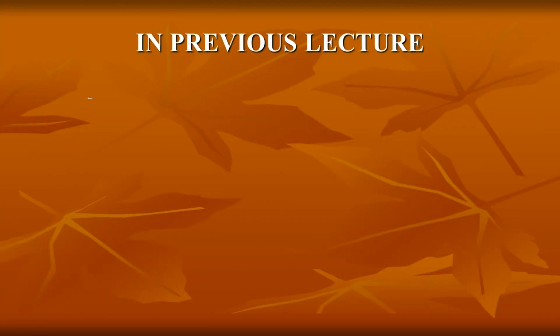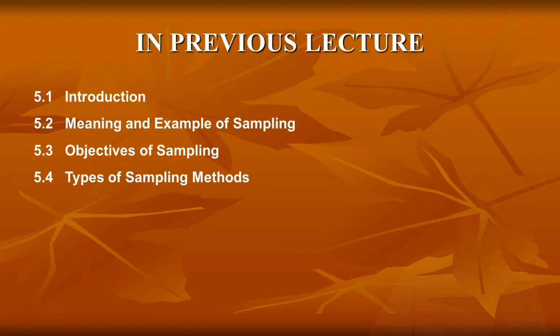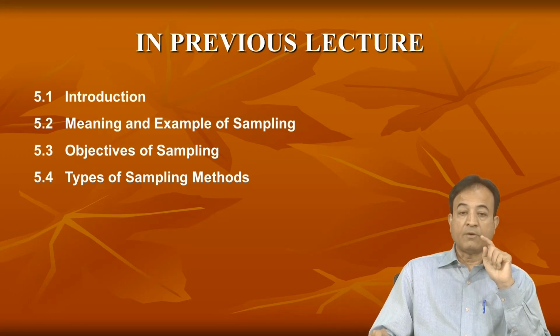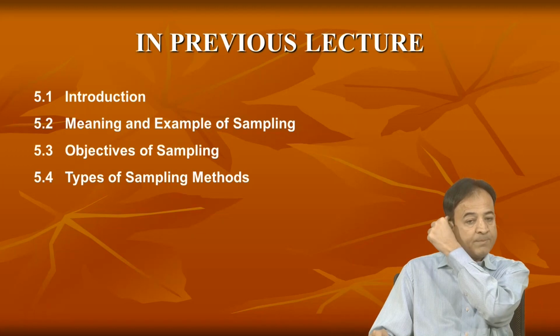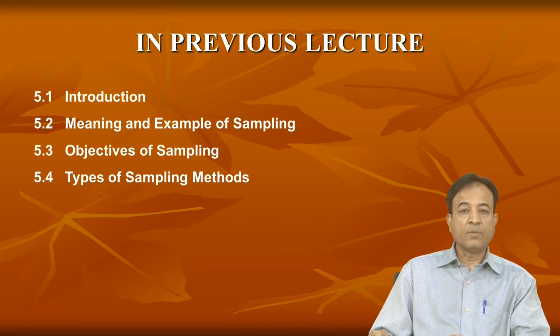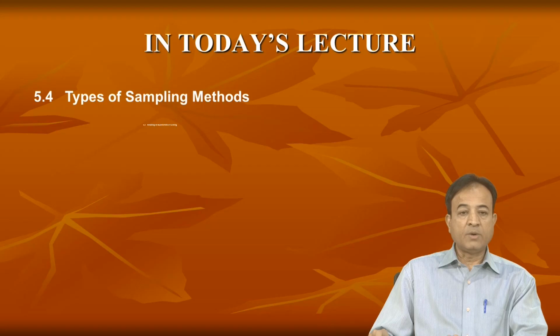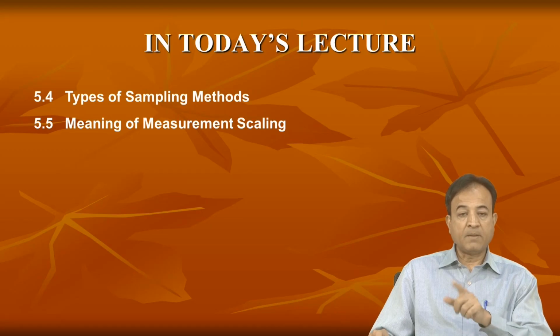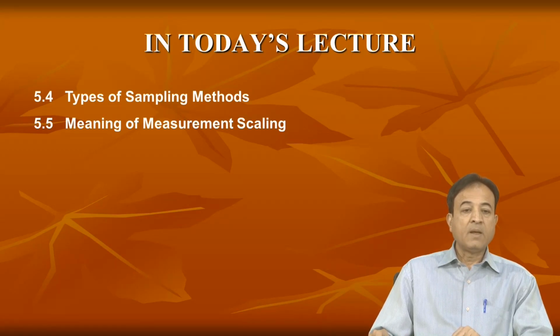Okay, in previous lecture we could complete introduction part, then meaning and example of sampling we understood, then objective of sampling, then types of sampling methods. Last time we could complete types of sampling methods, probability sampling, right? In today's lecture we will try to cover types of sampling methods, non-probability sampling, and meaning of measurement scaling, right?